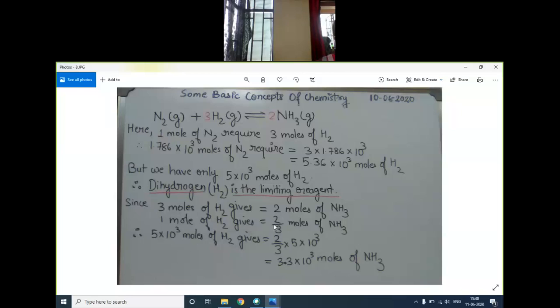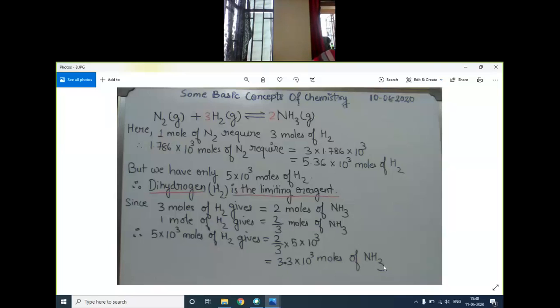But actually how much hydrogen are we having? We have calculated already how much hydrogen. We are having only 5 into 10 to the power 3 moles. So for 1 mole, this much will be produced. So for 5.0 into 10 to the power 3 moles of hydrogen, how much ammonia will be produced? 2 by 3 into 5 into 10 to the power 3. If we solve this, it will come nearly 3.3 into 10 to the power 3 moles of ammonia.